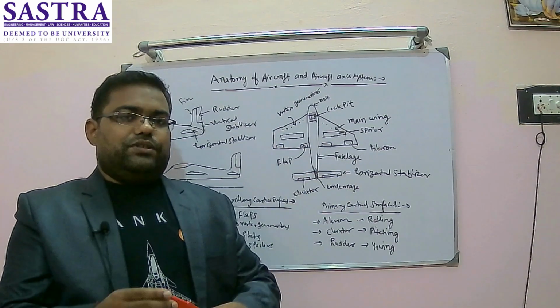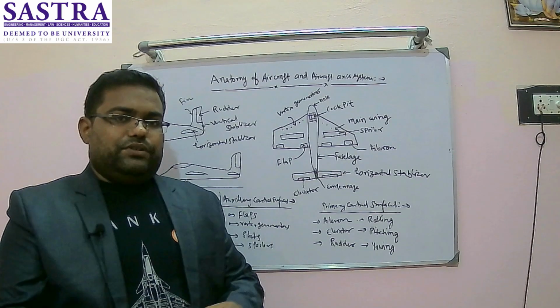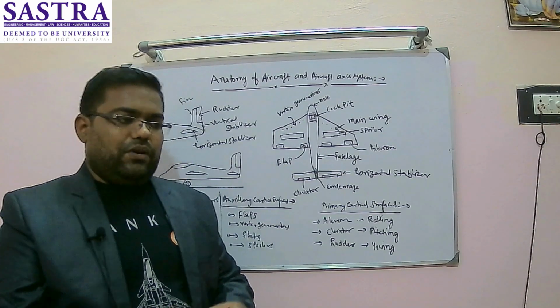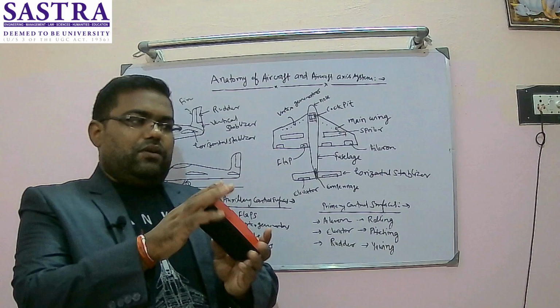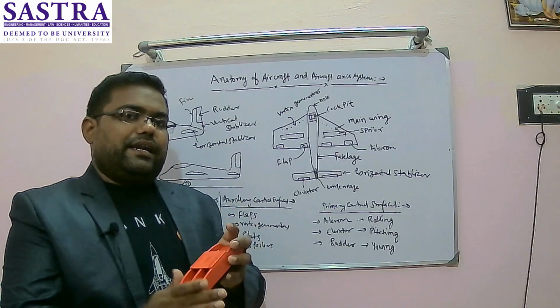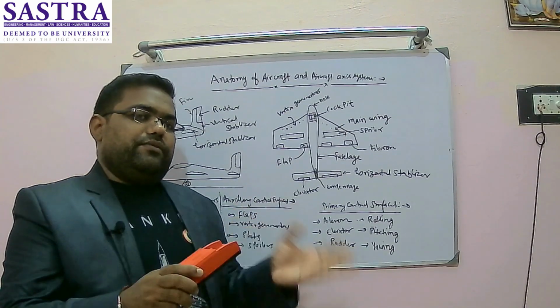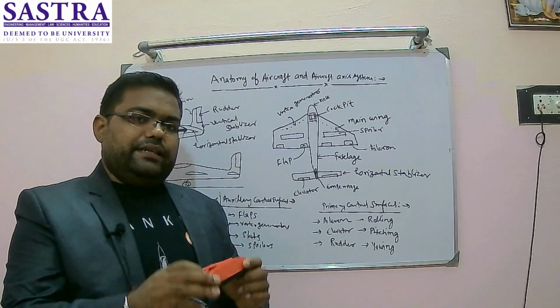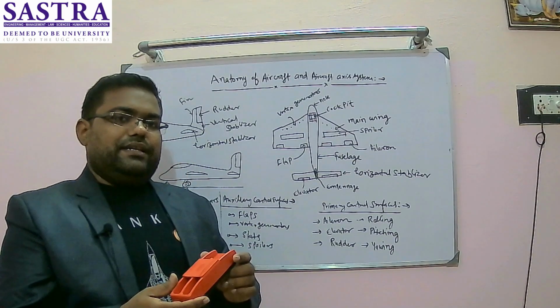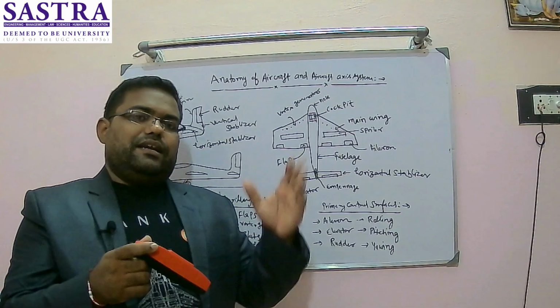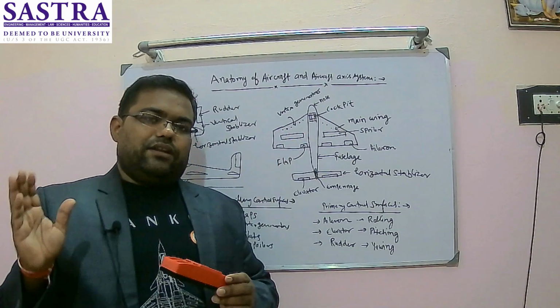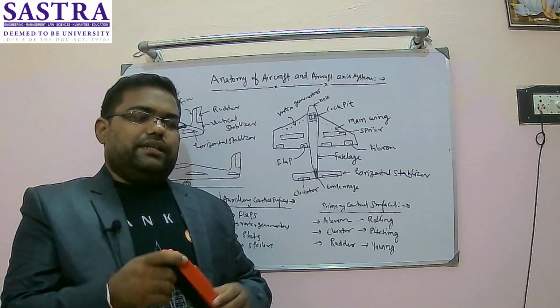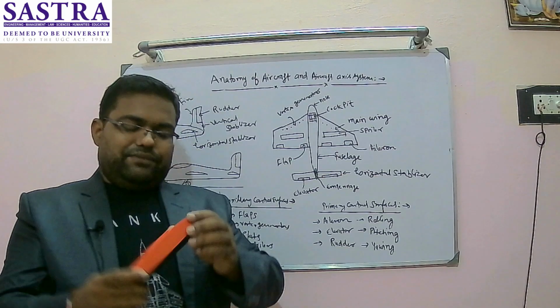This kind of stick will be there, which will control the rolling. So if I roll the stick to the right side, the right aileron will go up and the left aileron will go down. In that case, I will get rolling to the right side. Similarly, if I turn the stick to the left side, the left aileron will go up and the right aileron will go down. I will get turning to the left side. So this stick will control it.